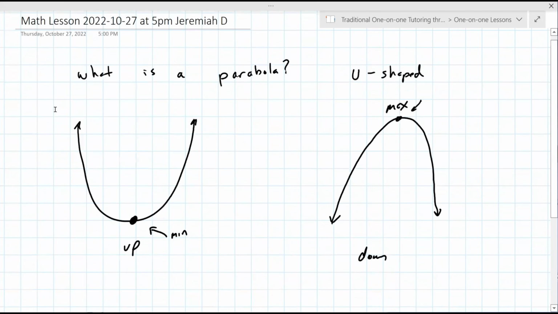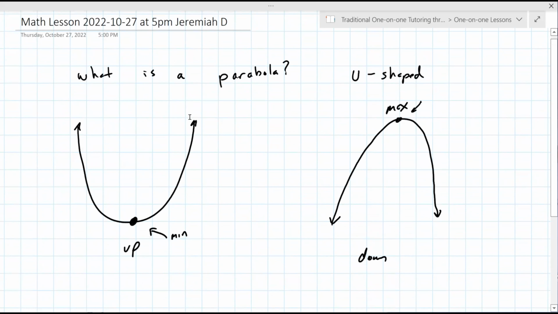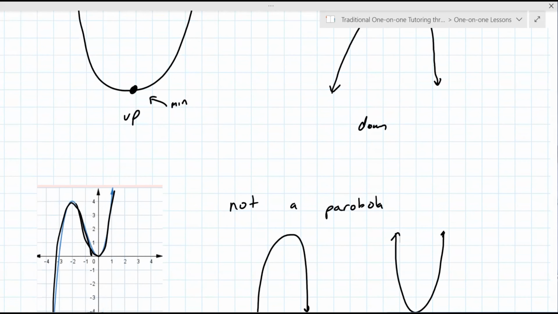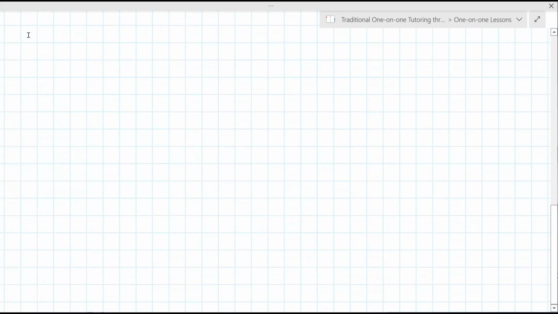There are no exceptions to this. So you can also notice that it either starts high and ends high, starts low and ends low. And that's another way to look at it. Now, that doesn't work for everything, but now let's take a look at it again. And I hate when we do this because we're looking at all these exceptions, but you need to know which ones are not. Okay, so this one is not a parabola.